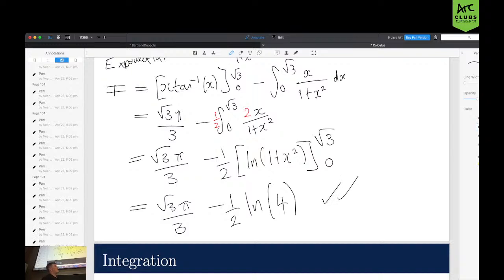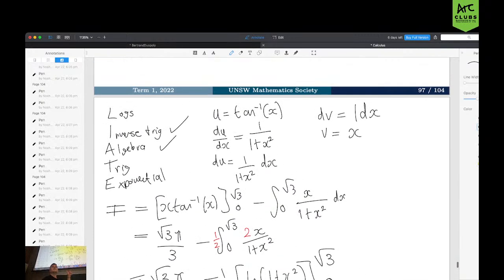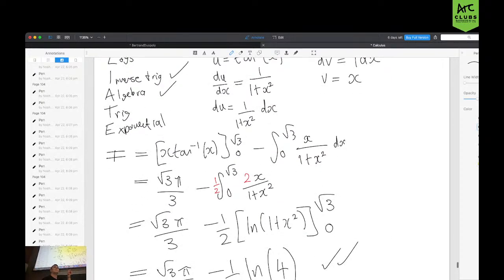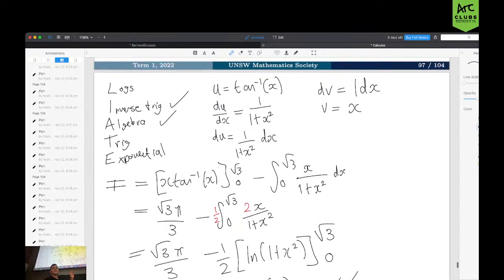Now here's a question. We had u substitutions and dus and stuff. How come I didn't actually change my bounds? How come I didn't change these root 3 and 0 bounds? Does anyone know? Well, the answer to that is that we're still in the x space, right? We haven't actually moved to a new u space. We're still in the x space, so we can still use our x bounds. That's an important thing to note.